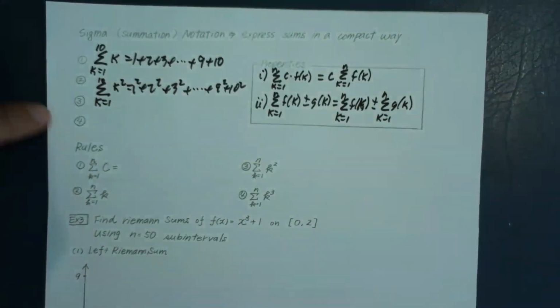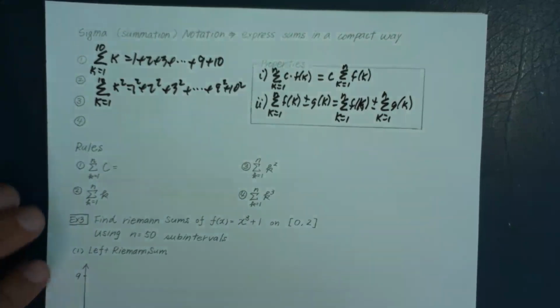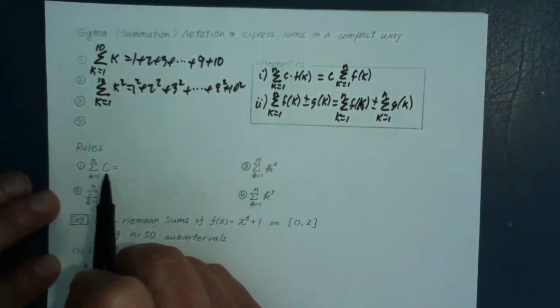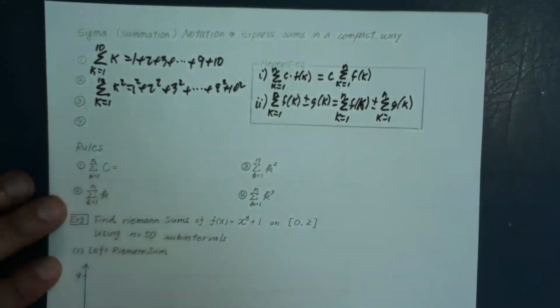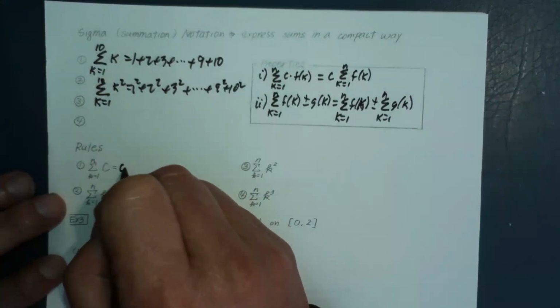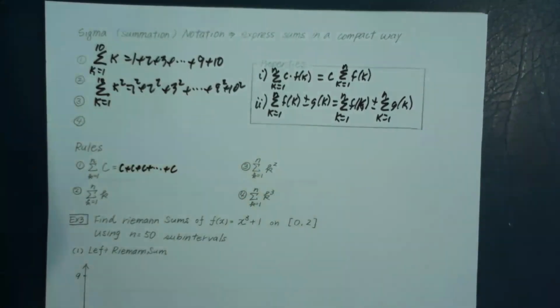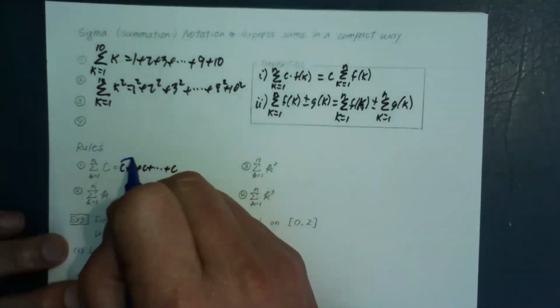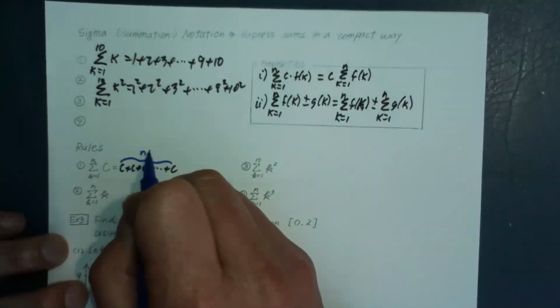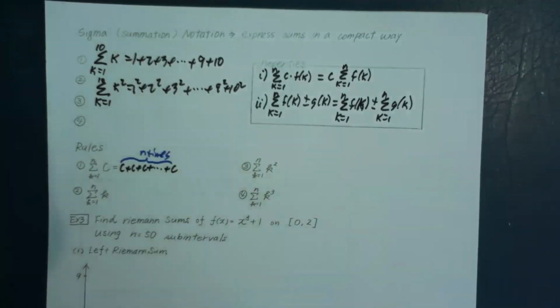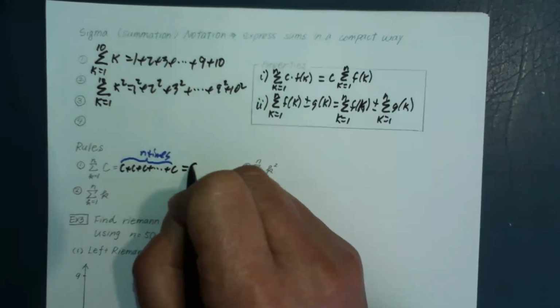And I could give more examples, but we're going to see plenty. We have some very specific rules, and these are very, very important that we're going to be using. When we have a constant, we're going to add up that constant n times. So this is going to be c plus c plus c plus c, a total of n times, which is going to give us c times n.